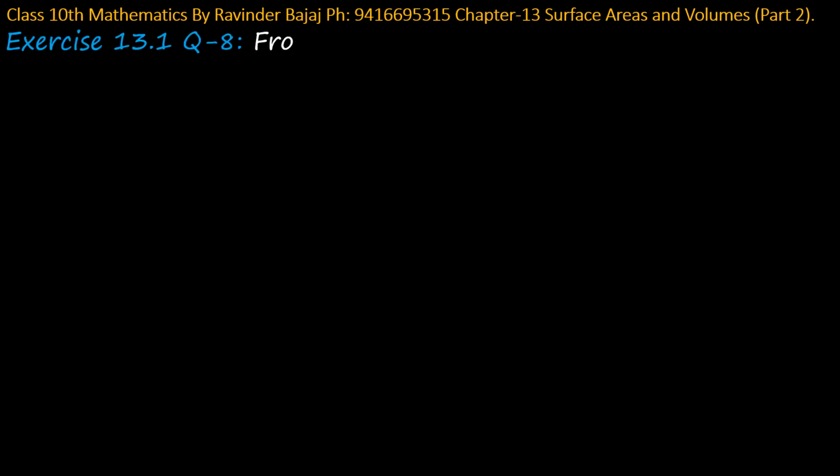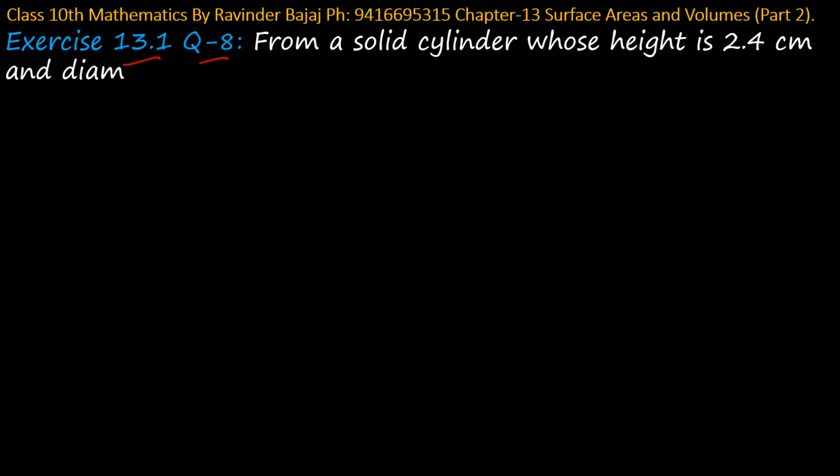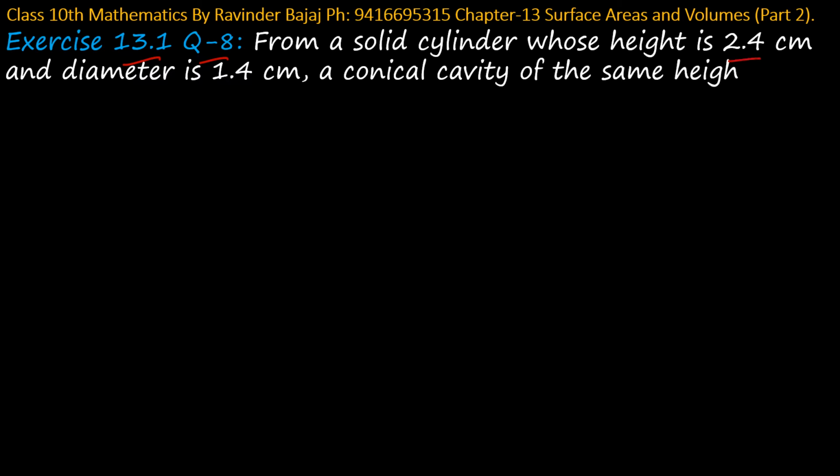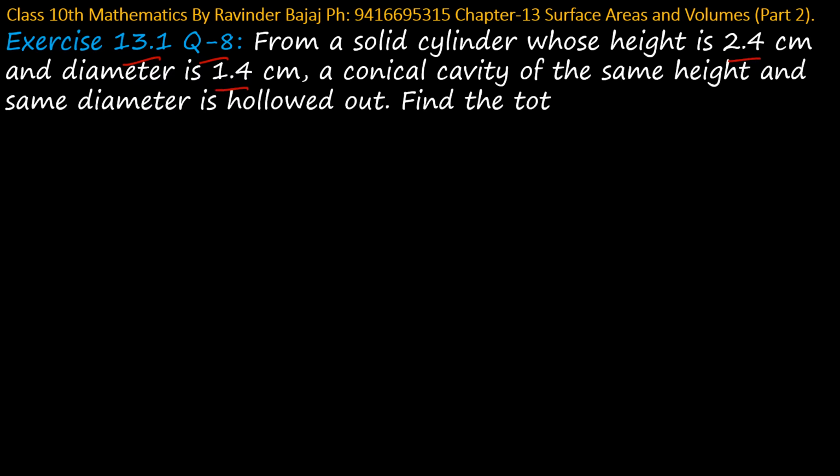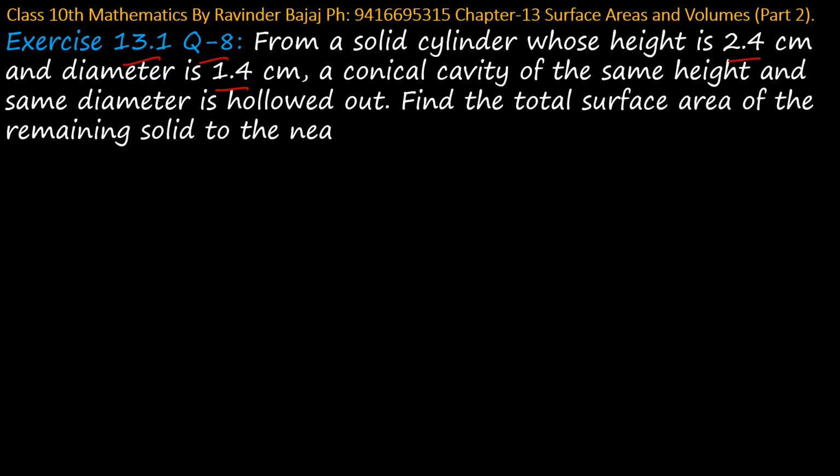Next question is exercise 13.1, question number 8. From a solid cylinder whose height is 2.4 centimeter and diameter is 1.4 centimeter, a conical cavity of the same height and the same diameter is hollowed out. Find the total surface area of the remaining solid to the nearest centimeter square.